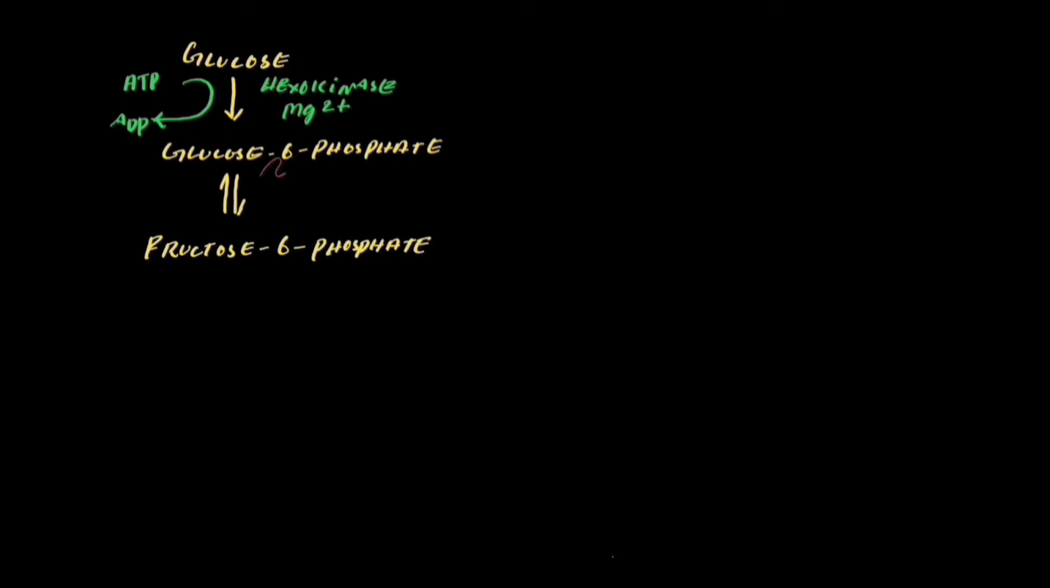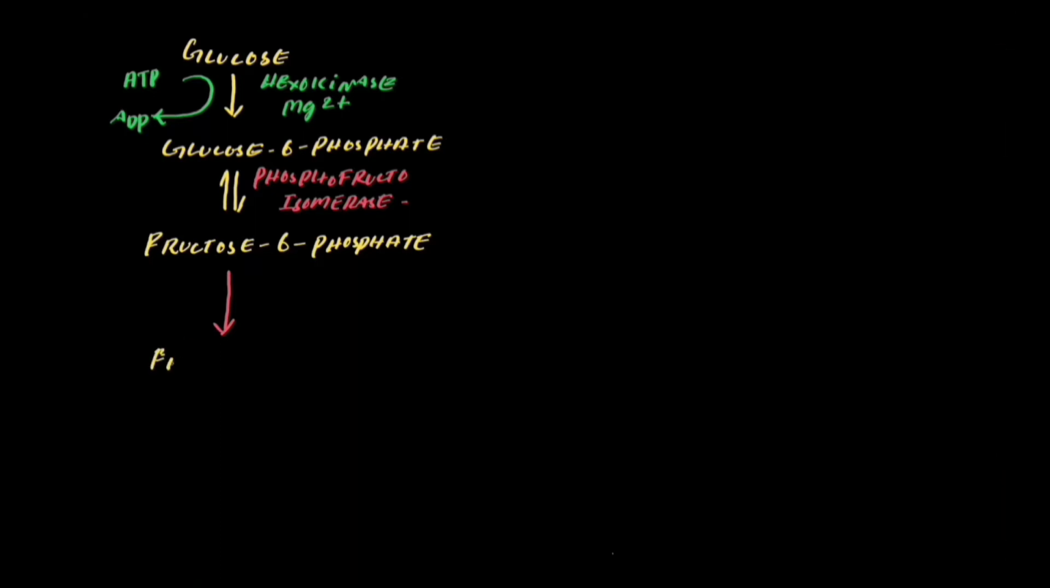Number second step in the glycolysis involves the conversion of glucose 6 phosphate into fructose 6 phosphate by the presence of an enzyme called phosphoglucoisomerase, a reaction in which aldose is converted into the ketose. This reaction is reversible.